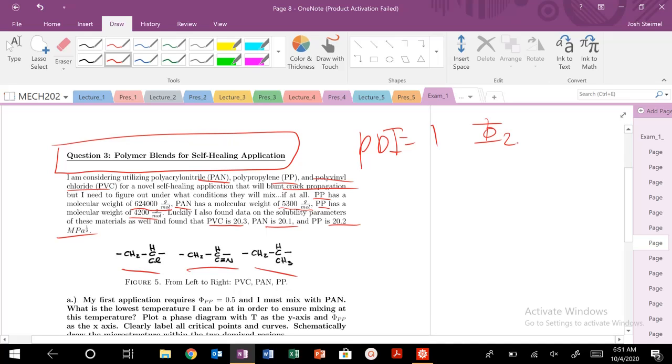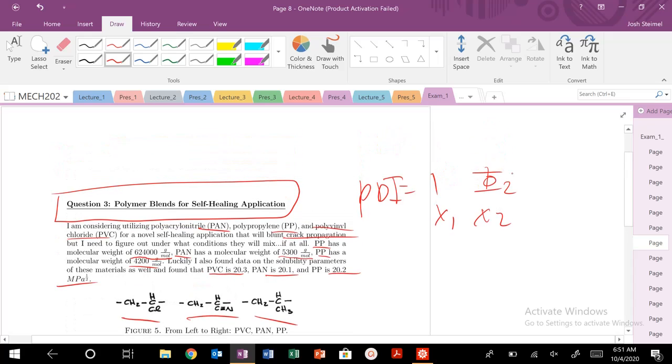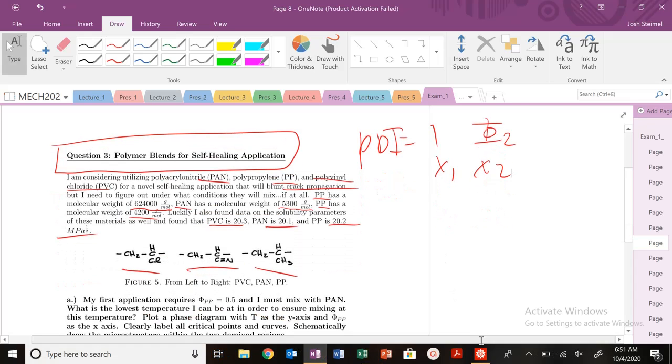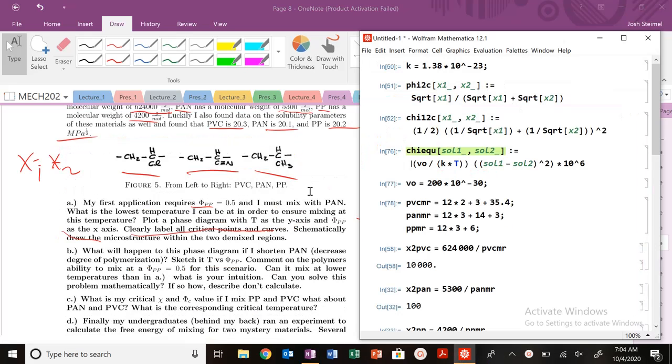So I need to look at what is my x sub 1, what is my x sub 2, what is my degree of polymerization of these polymers. And I want to tabulate these values as well. So I'm going to pull up my notebook. Now define everything in this problem that we've been talking about previously.